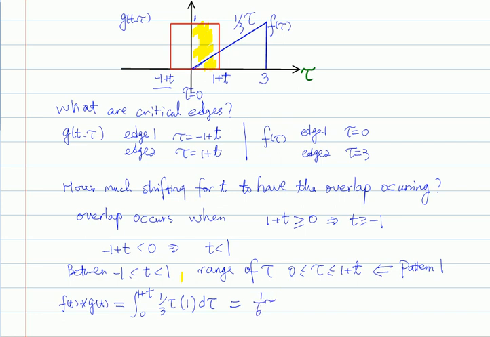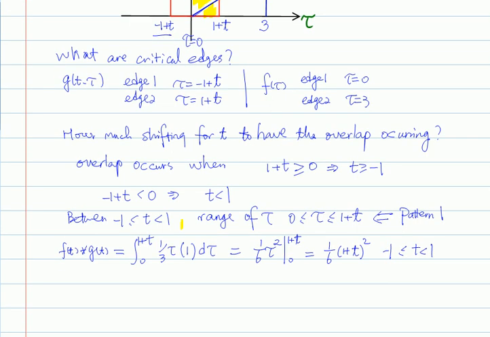So you do this integral, and it's pretty easy. It's 1/6 tau square, going from 0 to 1 plus t. And the value out of here is, of course, 1/6 times (1 plus t) to the power of 2. And don't forget, this is for the value of t between -1 and 1. So I just obtained the convolution for pattern number 1. So let's keep shifting.